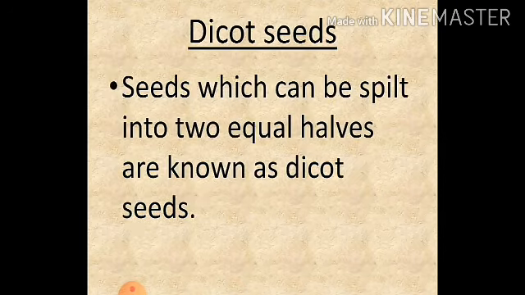Dicot seeds. Seeds which can be split into two equal halves are known as dicot seeds. The dicot seeds are the seeds which can be divided into two equal halves. When you break them, they will be divided into two equal halves. Those seeds are known as dicot seeds. Let's see some of the examples.